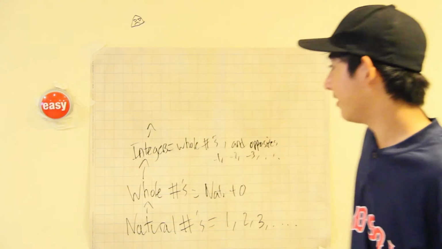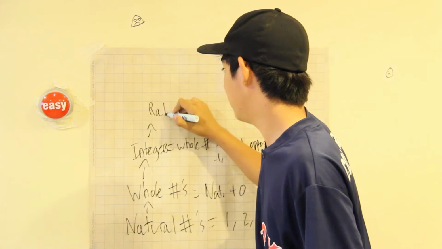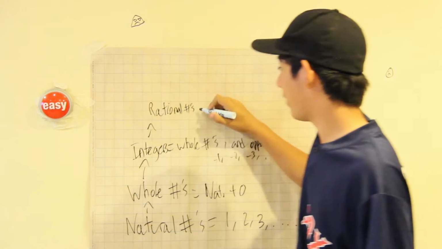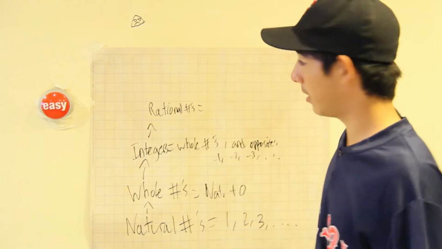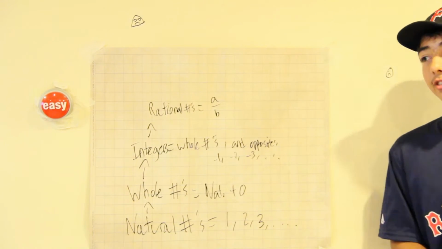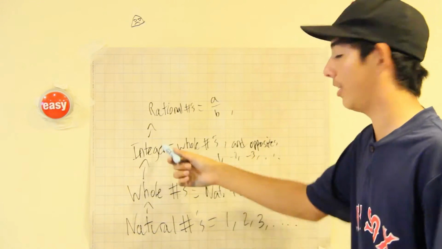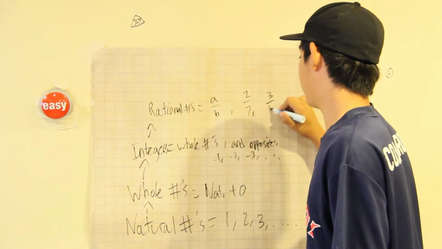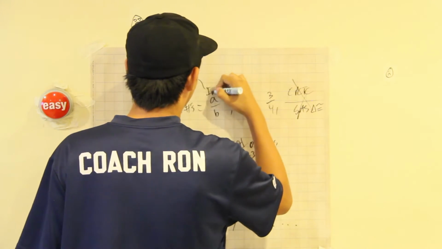Above integers lies rational numbers. And rational numbers are all of the numbers that can be written in the form a over b, where both a and b are integers. So, for example, it includes all of the integers, and it also includes fractions like 2 over 7, 3 over 4. To the side of rational numbers lie irrational numbers.